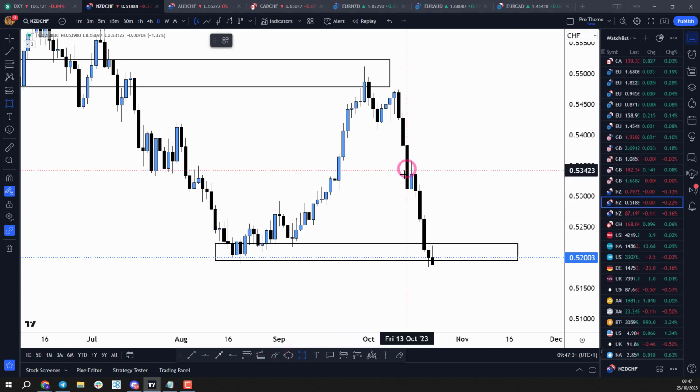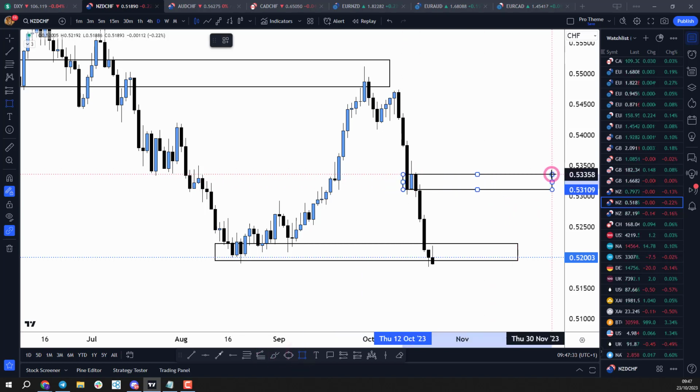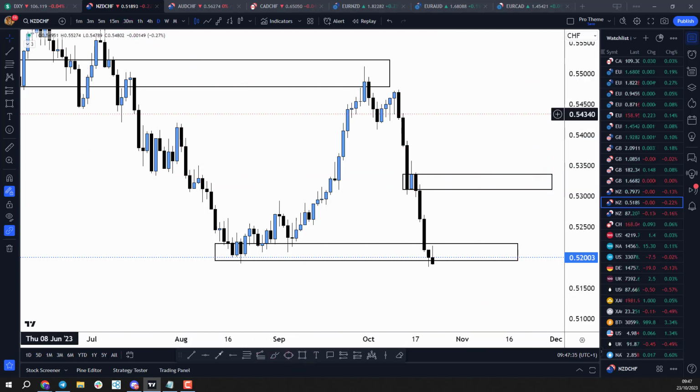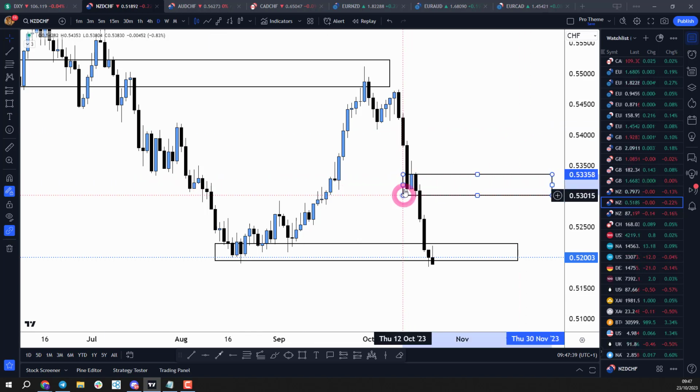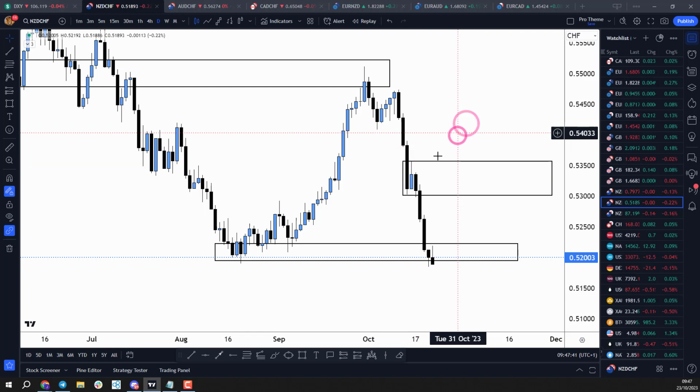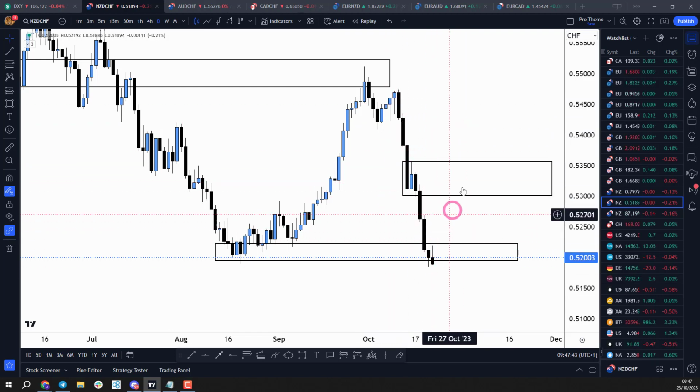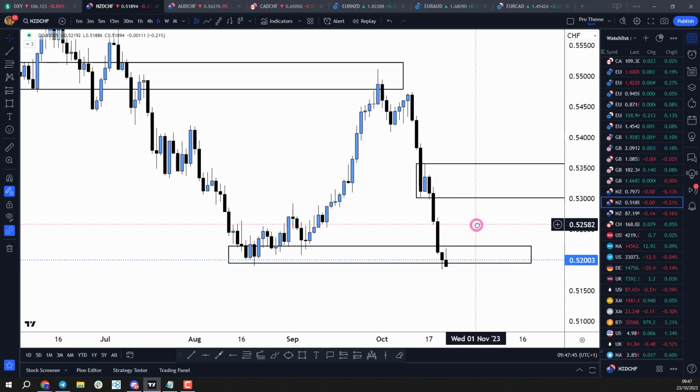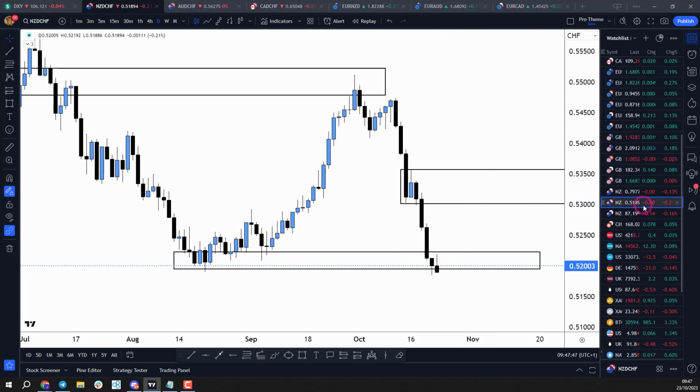So I would be very interested to see if price could come back towards the 5,300 level, or at least back into this zone here, where we had a little bit of a stall in price before continuation. So that would be a nice area to look for opportunities.